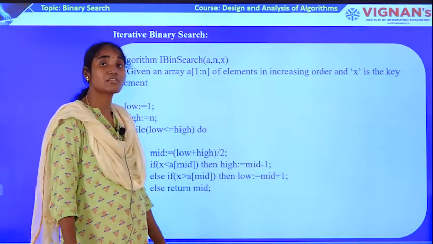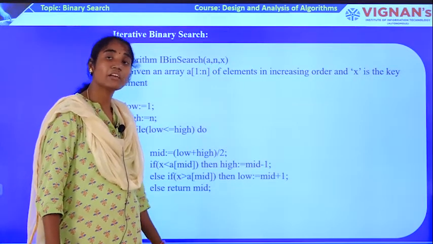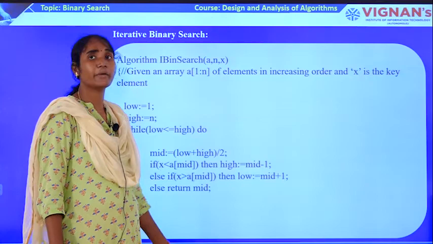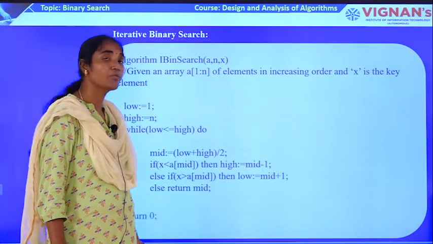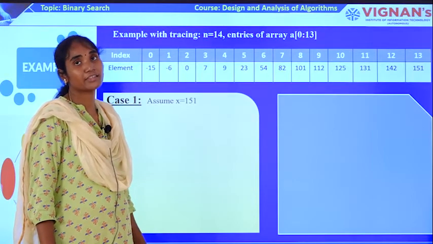And if this case also fails, that is x is not greater than a of mid, then simply it is present in the mid position itself. So return the mid position. Now finally return 0. So this is the iterative binary search algorithm.